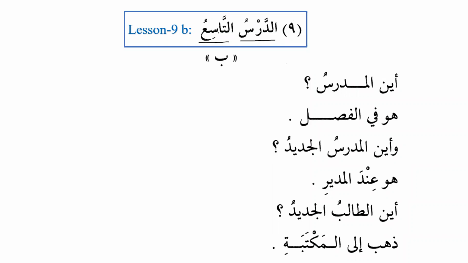All the numbers, please remember, are used as adjective. So ad-darsu is lesson. This is masculine, and at-tasi'u is also masculine. This is definite, and this is also definite. This is marfu, and this is also marfu. And they are equal in number as well. Ad-darsu is singular, and at-tasi'u is also singular. So we have all the four checks. That means this is adjective phrase, and we translate it as lesson 9.